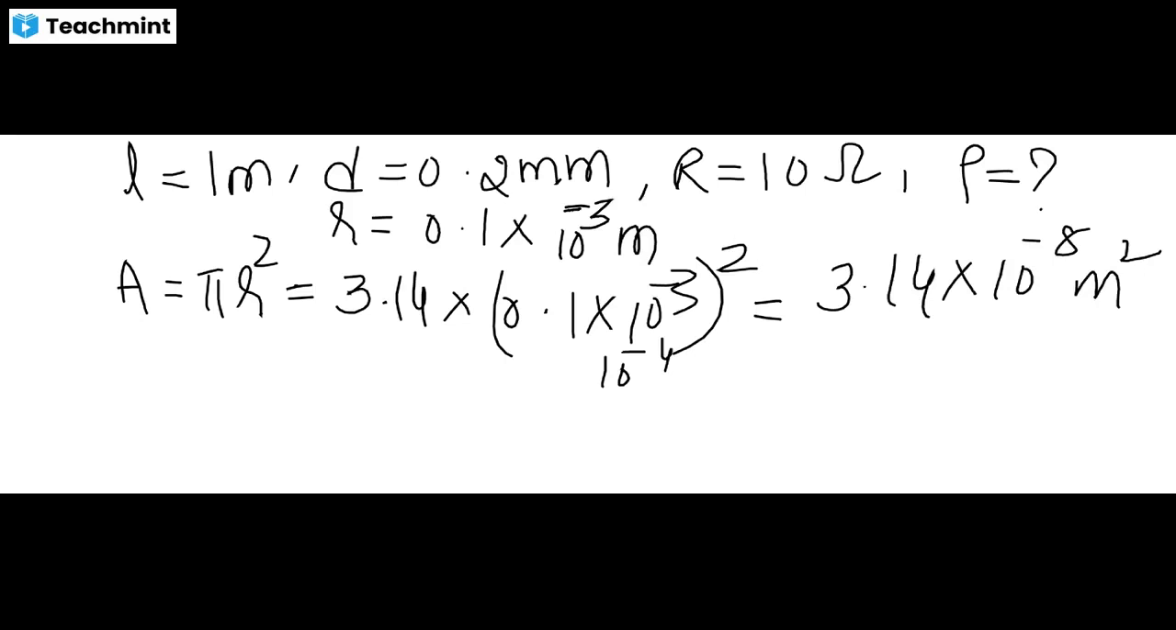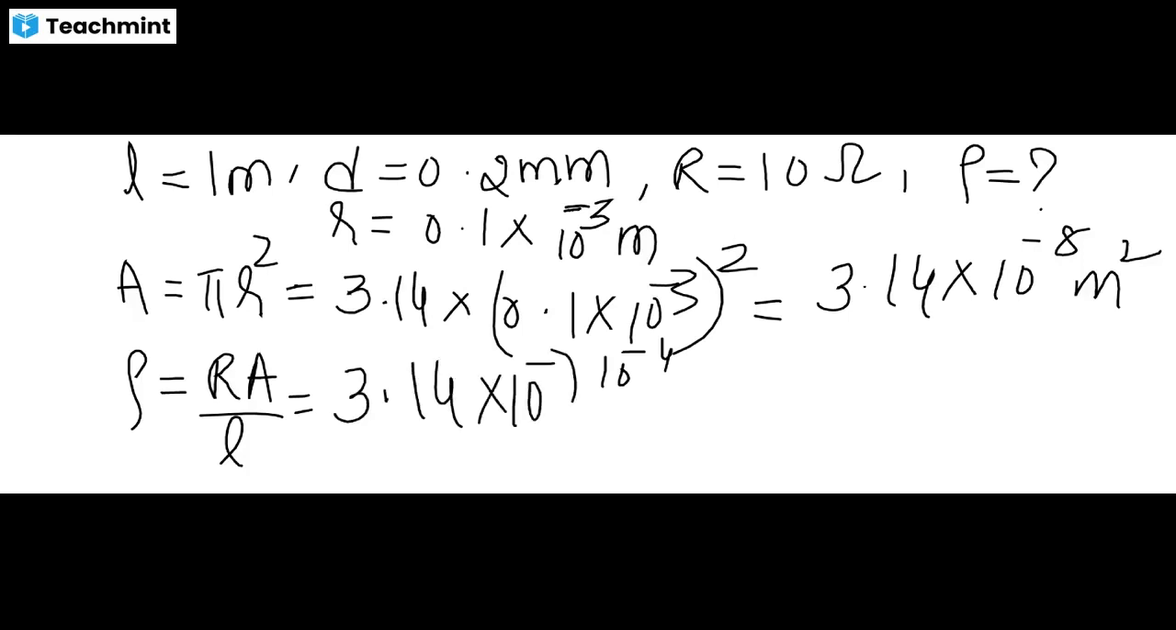Now resistivity, rho, is equal to R into A by L, which is 10 into 3.14 into 10 to the power minus 8 divided by 1. That is 3.14 into 10 to the power minus 7. The unit is ohm meter. So you'll be getting 3.14 into 10 to the power minus 7 ohm meter.